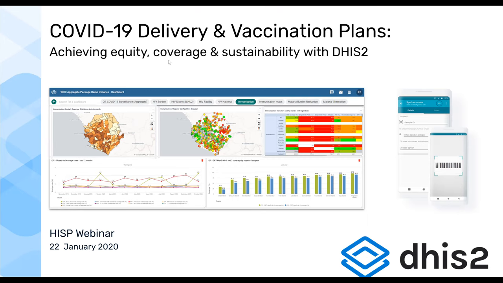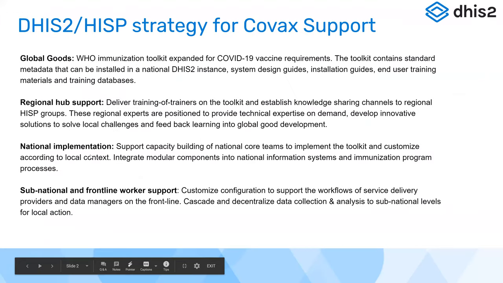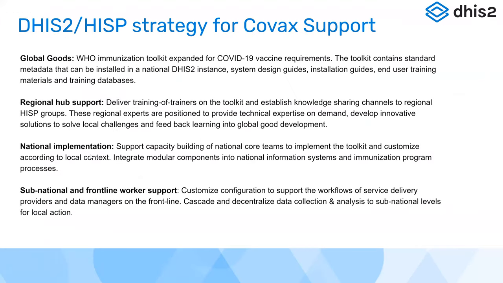We wanted to take this opportunity to provide our community some updates around the COVID-19 delivery and vaccination plans and the toolkit that DHIS2 has been putting together to support this. So we'll reemphasize a bit of what we see as our strategy for supporting the COVID-19 rollout of vaccine and delivery plans in countries. At the University of Oslo, the DHIS2 global level, we are expanding our WHO immunization toolkit for the COVID-19 vaccine requirements. And so we'll share what's included in that toolkit during this webinar.